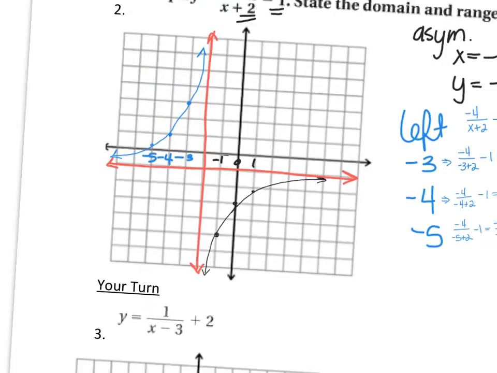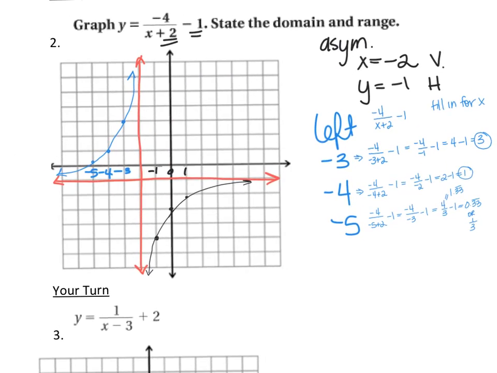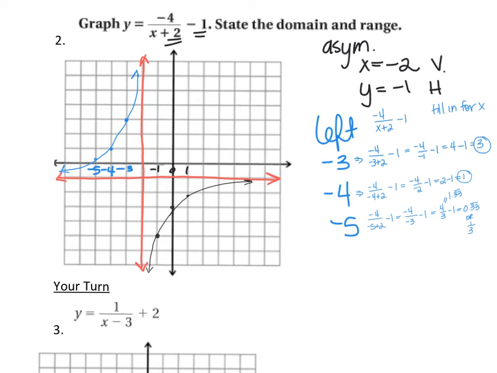So that's how you would graph a simple rational function. You would pick 3 points to the left after you graphed your asymptotes and 3 points on the right of your vertical asymptote. Remember, we're not looking at the horizontal asymptote. When you pick your points, you're looking at the vertical asymptote.